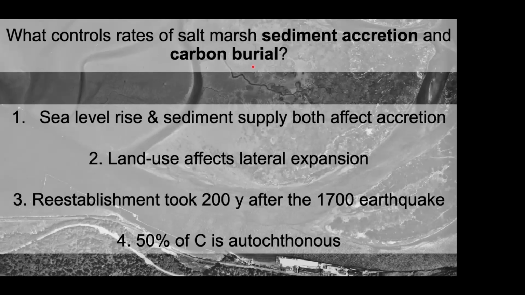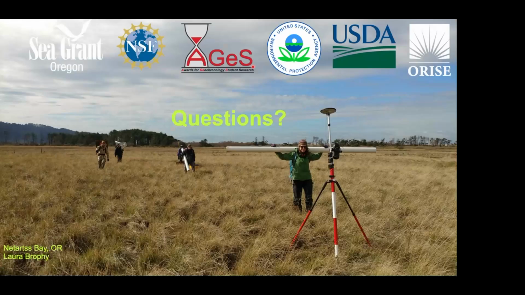Great. We also saw that it took over 200 years for New Tarts Bay to reestablish, despite really limited post-seismic subsidence, which makes us worried when we think about salt marshes trying to respond to anthropogenic sea level rise right now. And that only 50% of the carbon that gets buried in salt marshes is autochthonous, with important implications for how we value these systems. Okay, that's it. I can take questions.